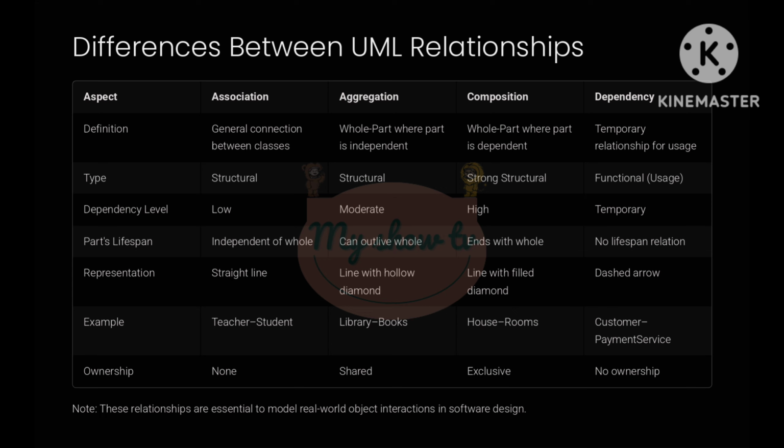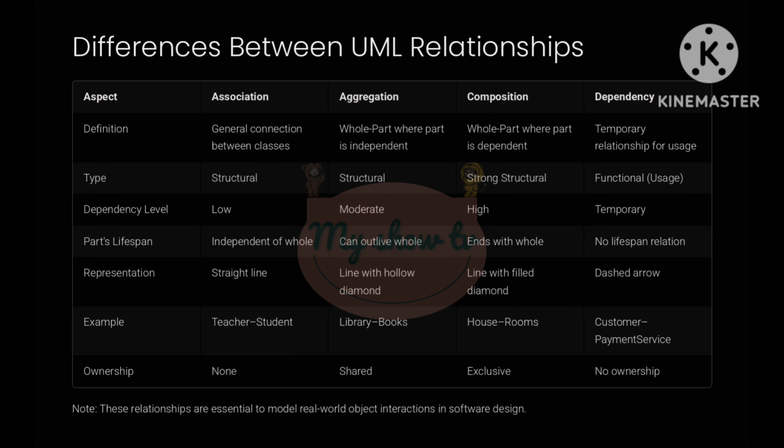4. Dependency. Dependency represents a temporary relationship where one class depends on another class to perform a function. It means if one class changes, it may affect the other. For example, a customer depends on a payment service to process payments. The relationship is short-term, just for that action.